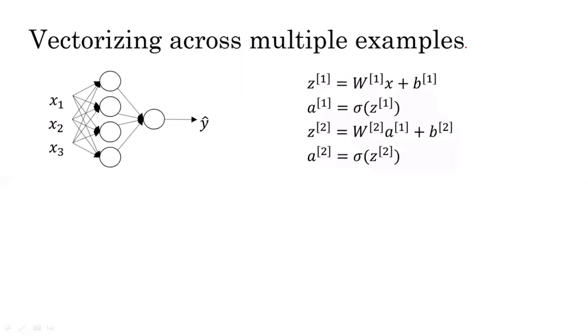Here is a very small neural network given to us, and we have some input features x1, x2, and x3. We have this as a two-layer neural network. This is the input layer, this is the hidden layer, that is one hidden layer, and this is the output layer that is responsible for giving us the final predicted output, y hat. These are the equations that we have seen in the previous video lecture: the equations for z1, a1, z2, and a2.